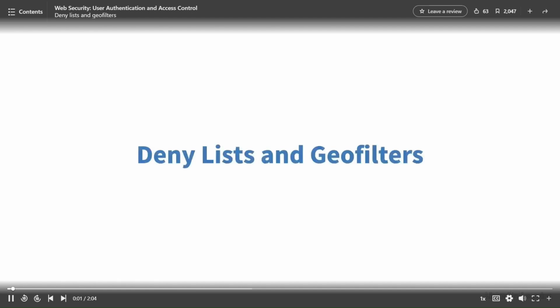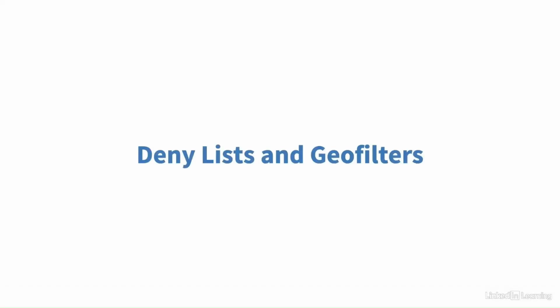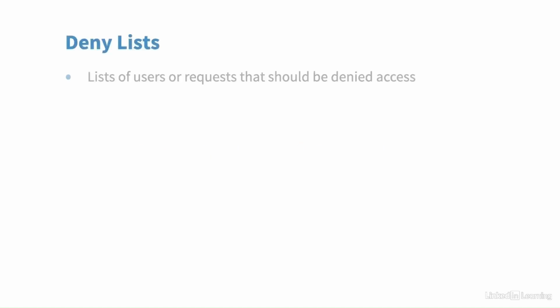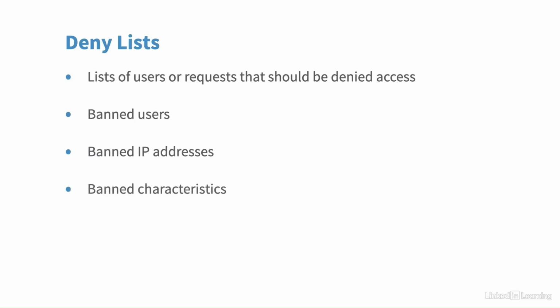Deny lists and geofilters are 2 types of access control that you might consider implementing at some point. Deny lists define users or requests that should be denied access. It could be a database of banned users. It could be a list of IP addresses that have caused problems in the past. Or we might deny any request that has certain characteristics.